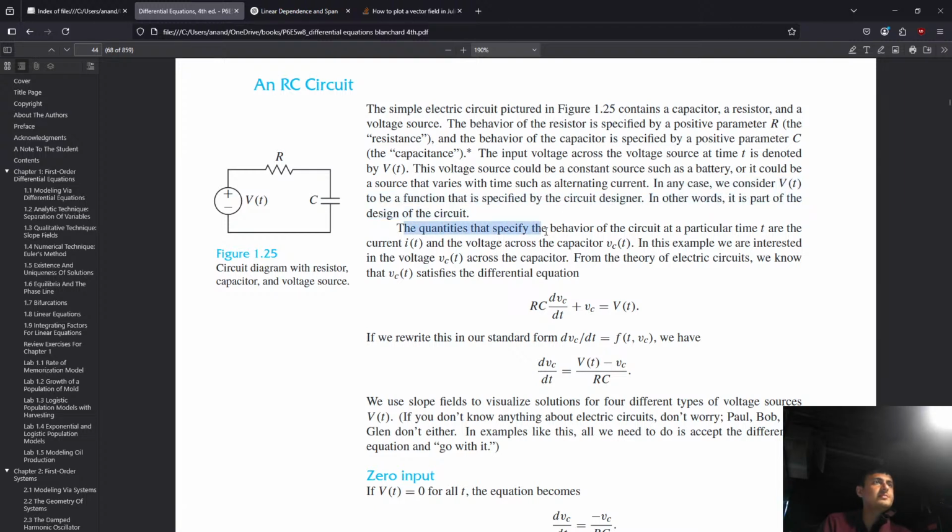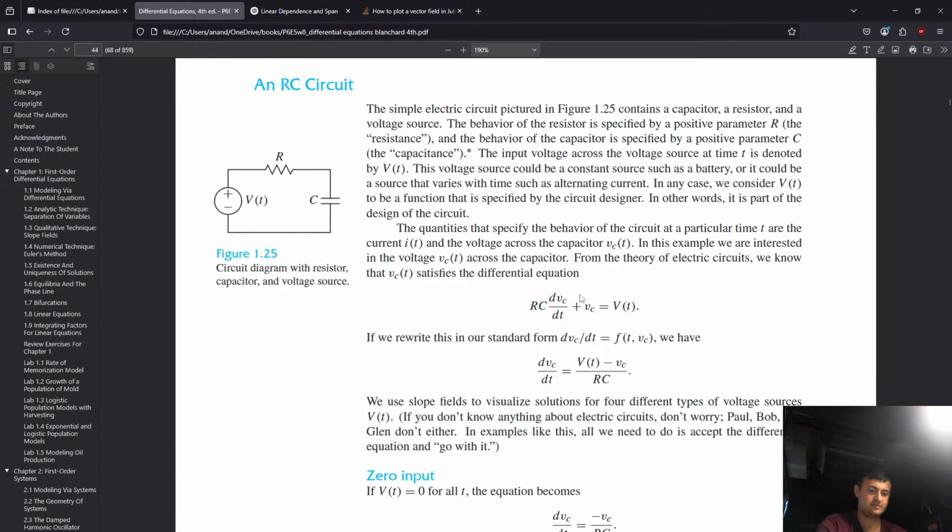The quantities that specify the behavior of the circuit at a particular time t are the current I of t and the voltage across the capacitor, V sub C of t. In this example, we are interested in the voltage V sub C of t across the capacitor. From the theory of electric circuits, we know that V sub C of t satisfies the differential equation RC dVc/dt plus Vc is equal to V of t.